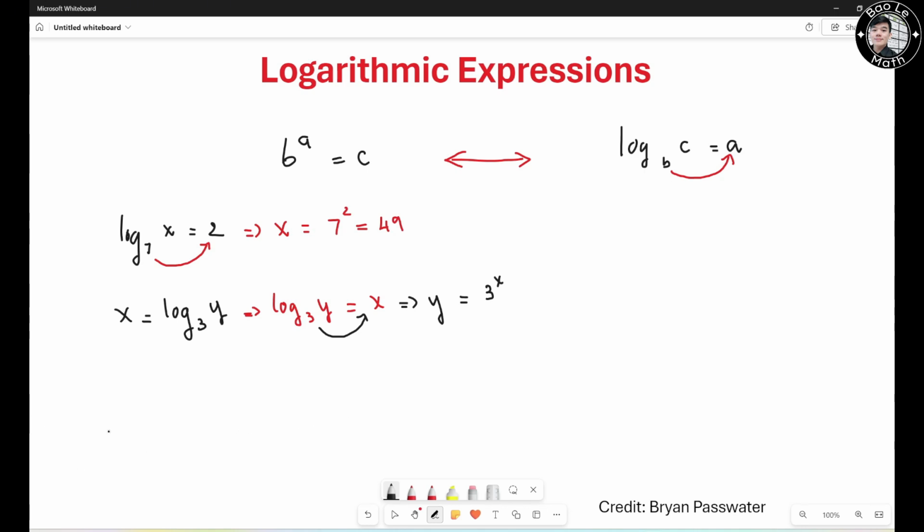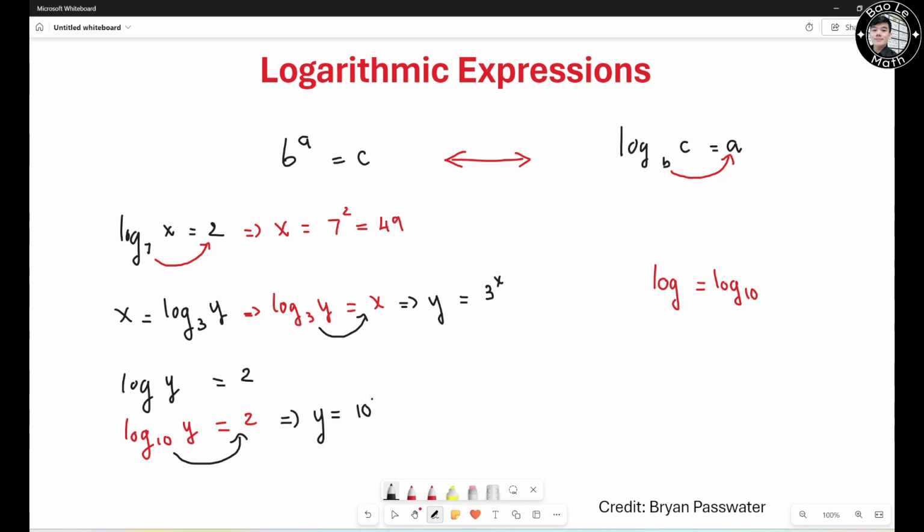Now let's move on to the next one. For example, if I have log y equals 2. We learned that if we only see log like this, it means log base 10. So I just rewrite this as log base 10 of y equals 2. Draw the arrow, and this is the same thing as y equals 10 to the power of 2. It's going to be 100.